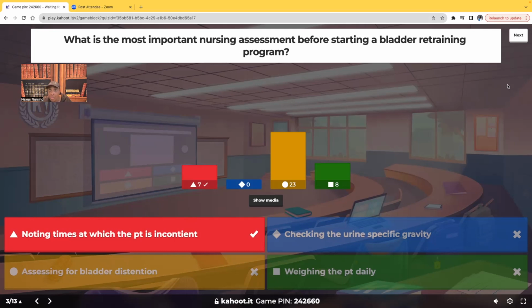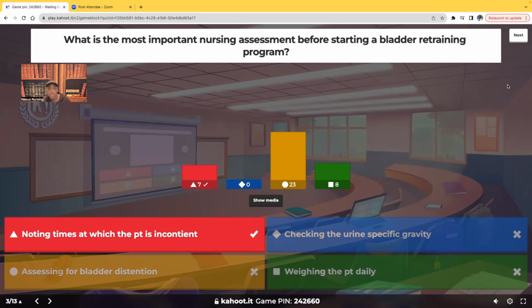Are they incontinent in the mornings? Are they incontinent in the afternoons? Are they incontinent right before lunch or right after lunch? It's important. You have to identify the trend, because how are you going to create a program for your patient and you don't even know the trend of the patient? You don't even know how you're going to create that bladder training program, because you have no idea when your patient's incontinent.